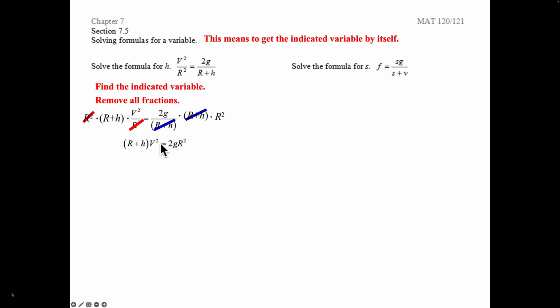Now, do not distribute the capital V squared. At this point, we need to get this little h by itself. So starting with this capital V squared being multiplied to this set of parentheses, we're going to divide it over to the other side. That way the parentheses are gone, and now I can get rid of capital R by simply subtracting it over to the other side. And now I've solved for h.